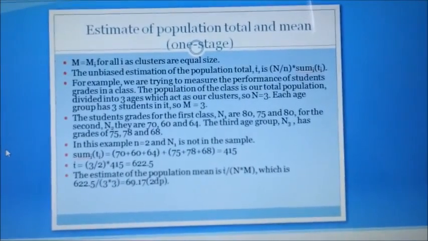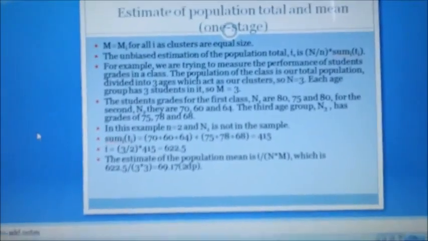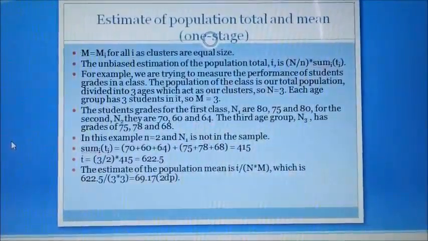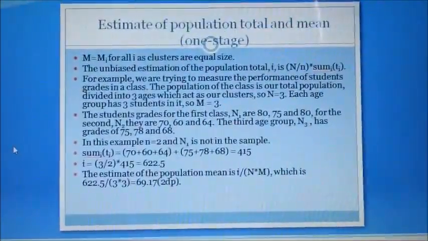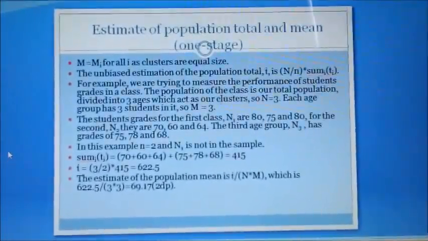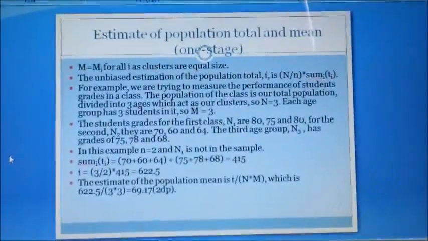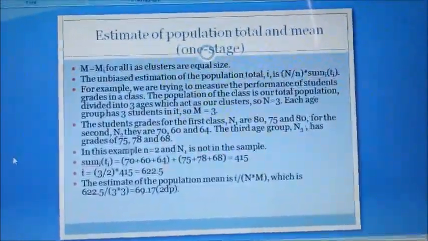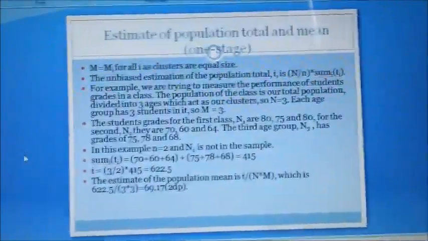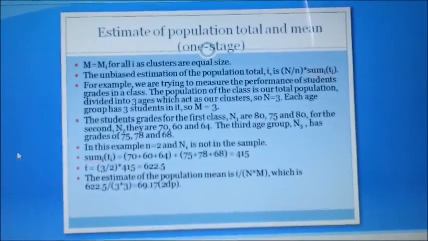The students' grades for the first class, N1, are given as 80, 75, and 80. For the second one, they're given as 70, 60, and 64. The third age group, N3, has grades of 75, 78, and 68. In this example, let's say that we use 2 clusters, which means that N1 is not in the sample. So the sum of the ti over all i's used in this sample would be the sum of the elements from clusters 2 and 3, which is 70 plus 60 plus 64, plus 75 plus 78 plus 68, which comes to a total of 415.